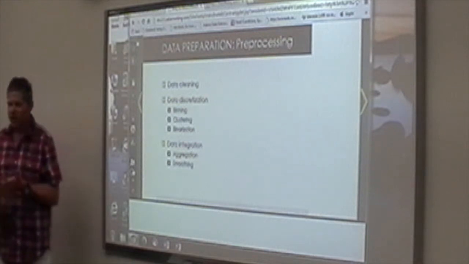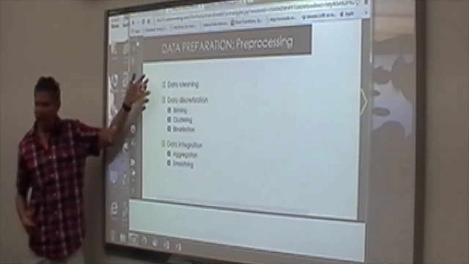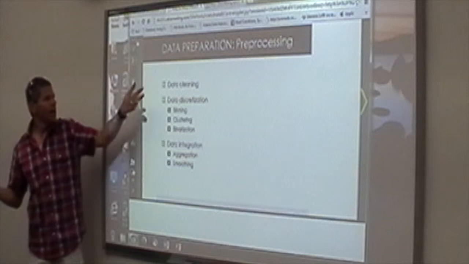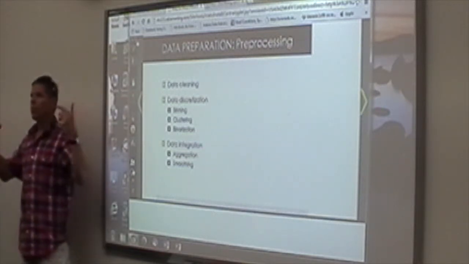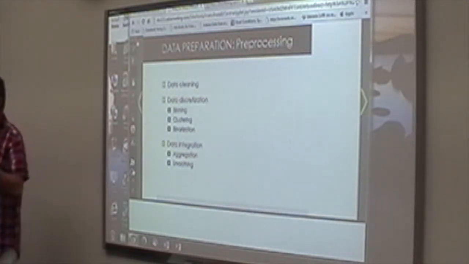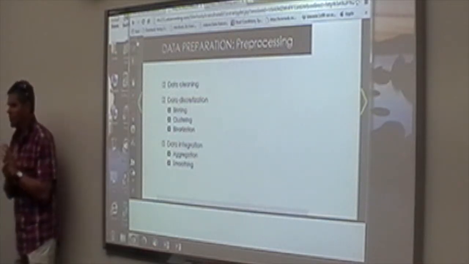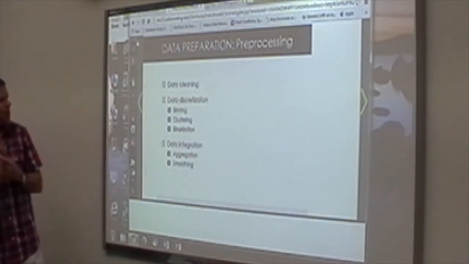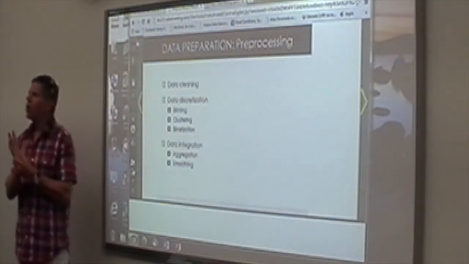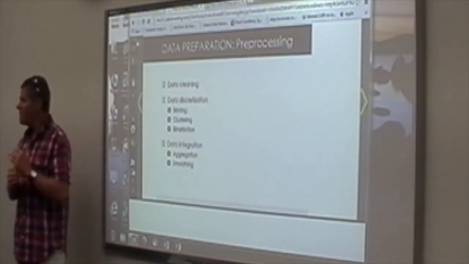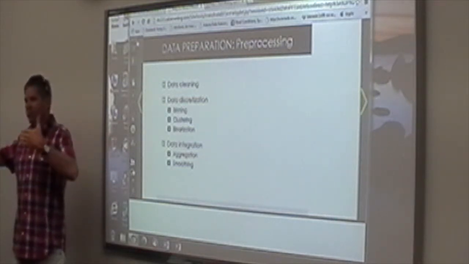So the first thing we want to do, when we look at our data, is to clean the data. And we'll talk about exactly what that means. If we have inconsistent values, and those sorts of things, what are we going to do? There are different processes depending upon the data that we have and the algorithm.